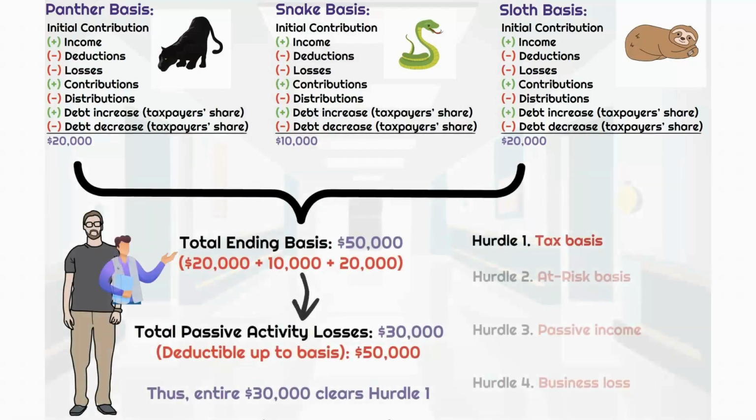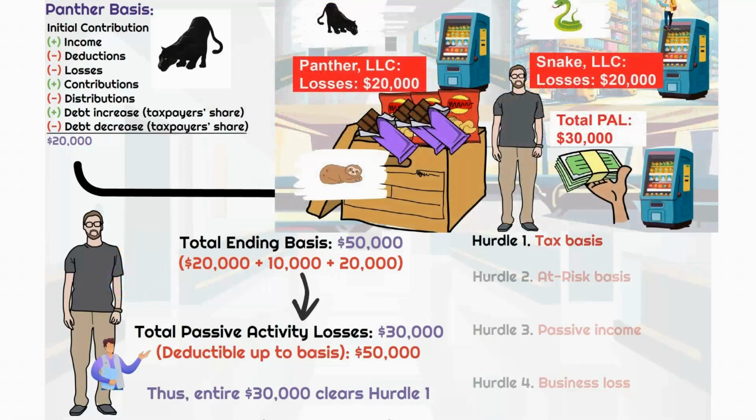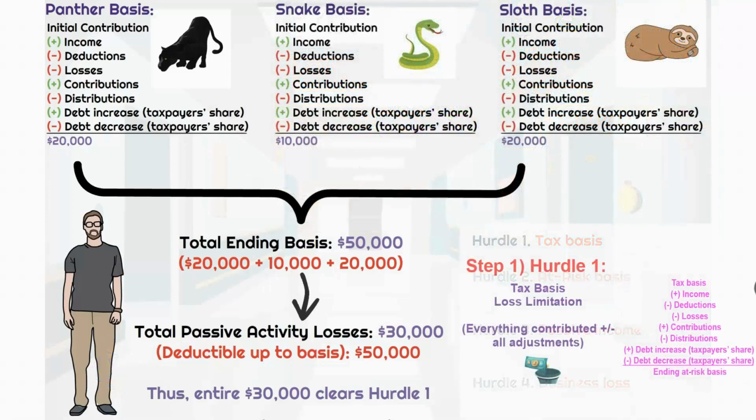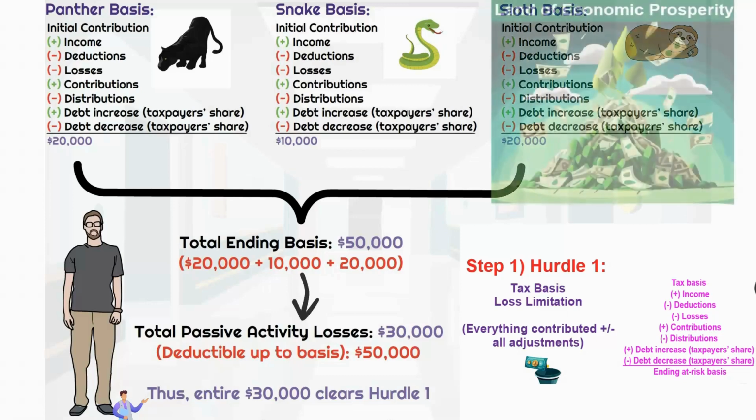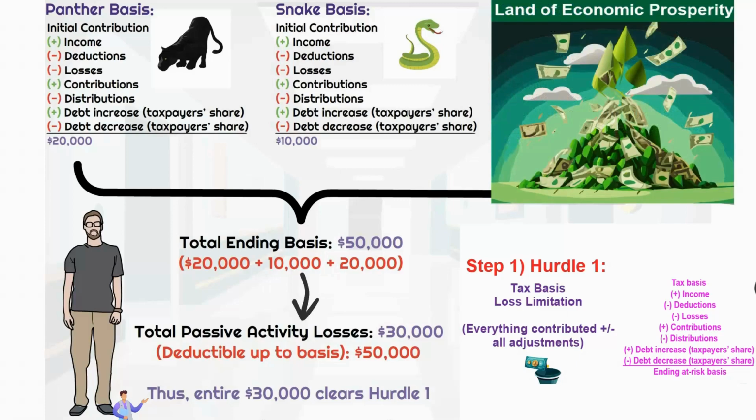So his total combined basis is $50,000 for all 3 of these passive activities, and his total passive loss amount is $30,000. So the first hurdle is that he can only deduct up to the total amount of basis he has in these 3 entities. All right, so because he has $50,000 in basis across all of these 3 entities, he's going to clear this first hurdle. All right, and he's going to do so with flying colors. So of the potential $30,000 in passive losses, all $30,000 of it has cleared for the current year. Right, so all $30,000 of passive losses are still in play as Eli journeys towards the land of economic prosperity.